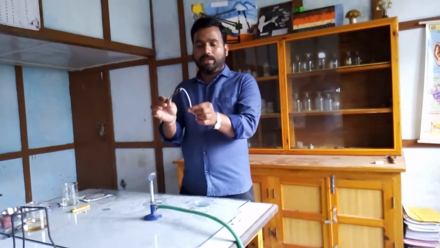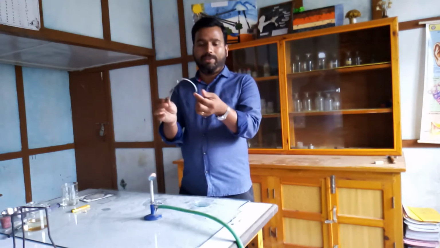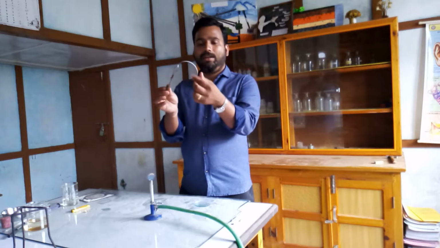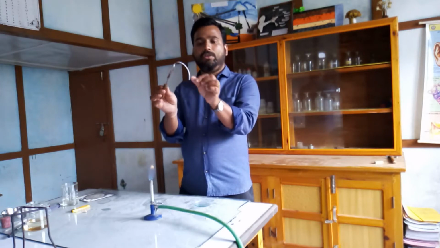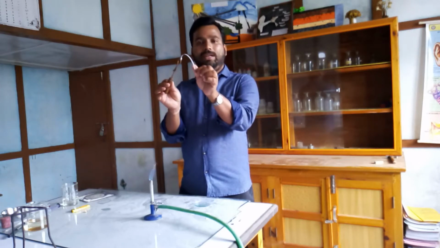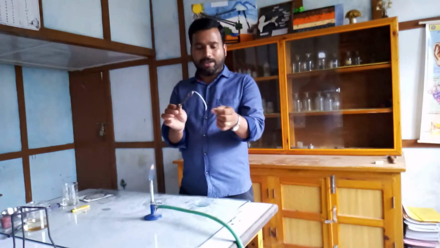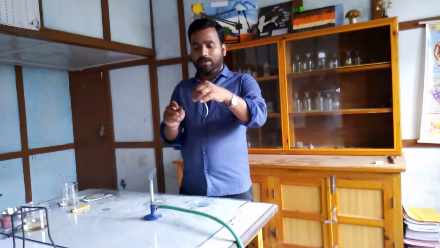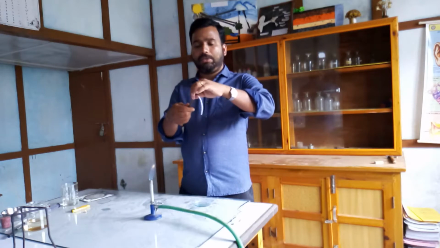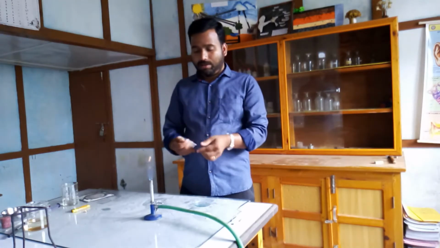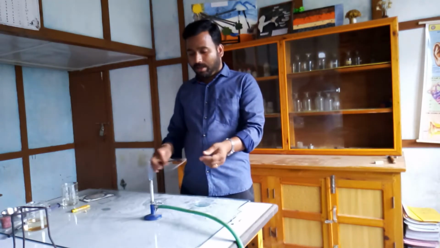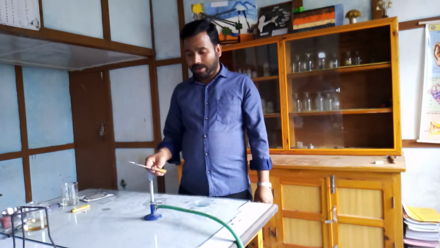Before burning this piece of magnesium ribbon, we need to clean it in order to remove this magnesium oxide layer, so we can use sandpaper. After removing the magnesium oxide layer, it will be easy to burn it. So now let us try.